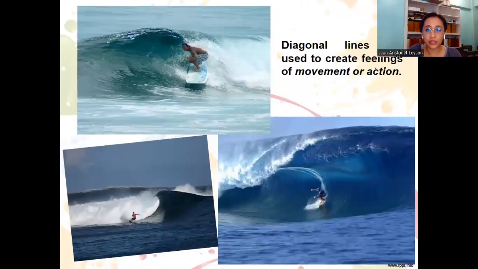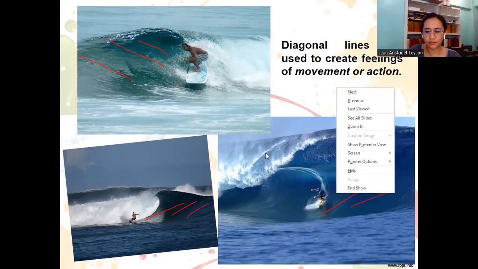Next, we have diagonal lines. So diagonal lines are used to create feelings of movement or actions. So as we can see here by these waves, you can see there diagonal lines.